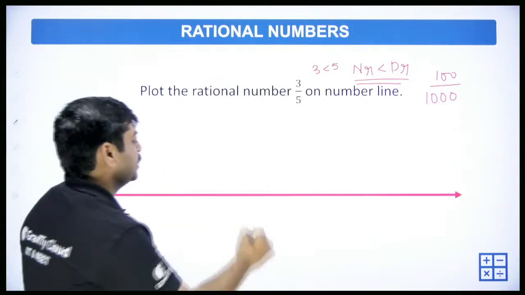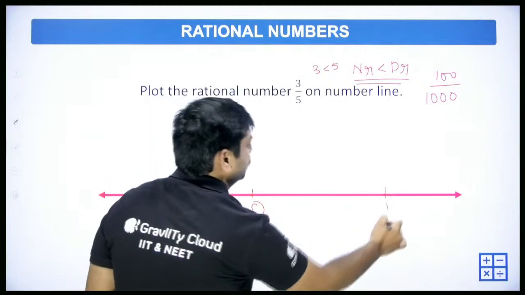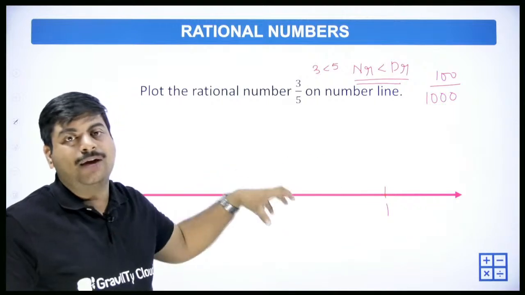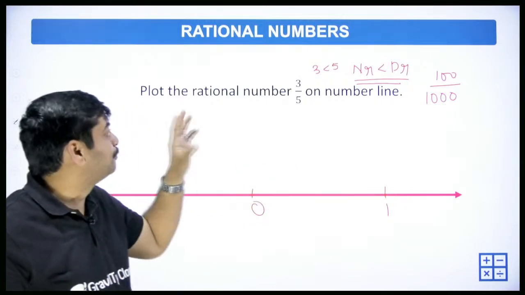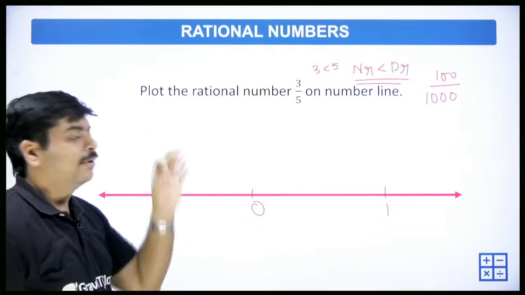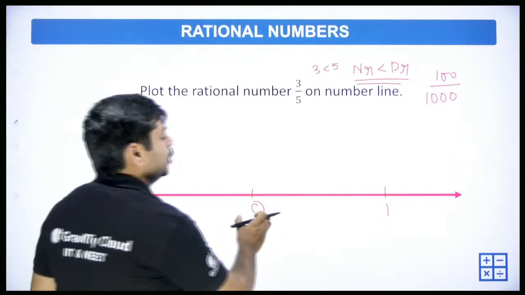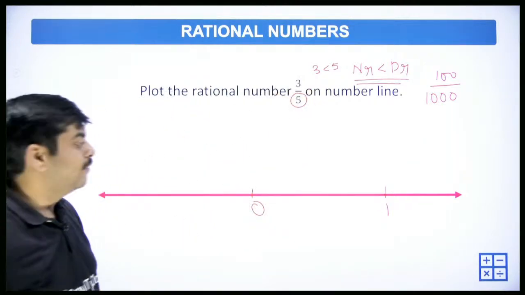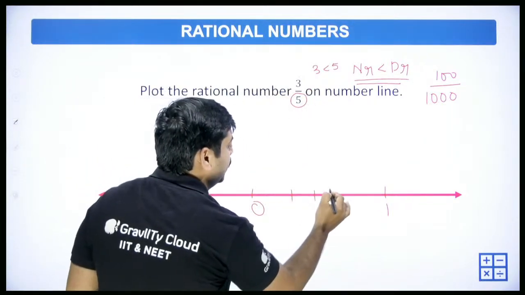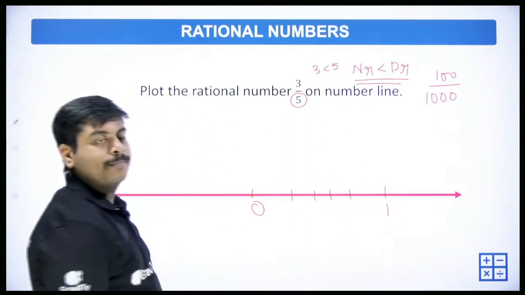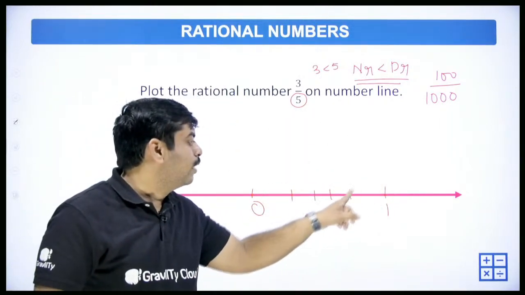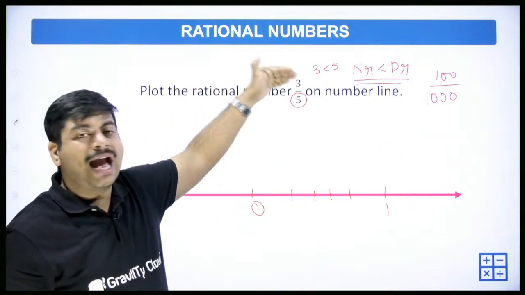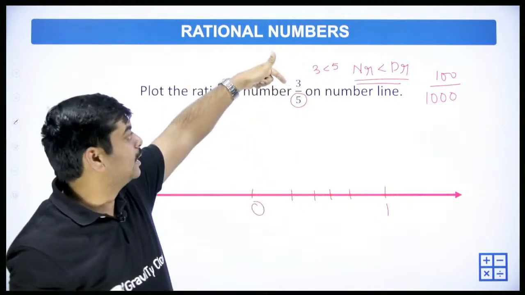So let's take 0 here and 1 here. 3 by 5 will lie somewhere between 0 and 1. Now, to plot the rational number 3 by 5, divide the space between 0 and 1 into 5 parts: first part, second, third, fourth, and that is the fifth part. Out of these 5 parts, we need to take 3 parts.